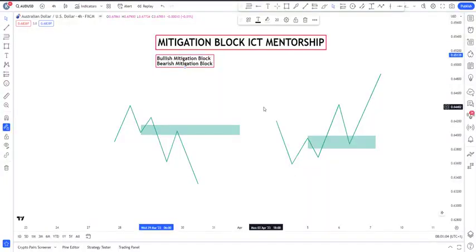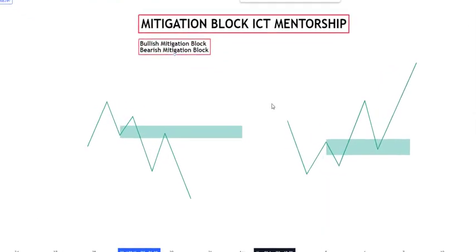So let's get into discussing mitigation block. Just like a breaker block, mitigation block has a similar pattern with a slight difference. We have 2 types of mitigation block. We have the bullish mitigation block, and we also have the bearish mitigation block. So what exactly is a mitigation block? We are going to start with this sketch, and then we'll go to our chart to do some practicals. So let's look at it.